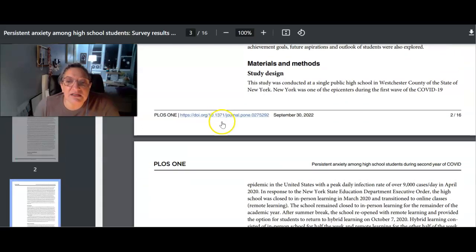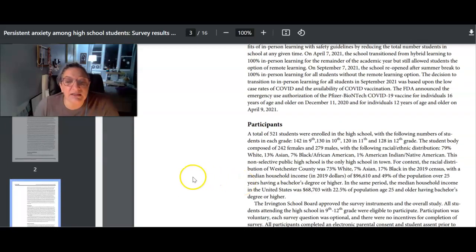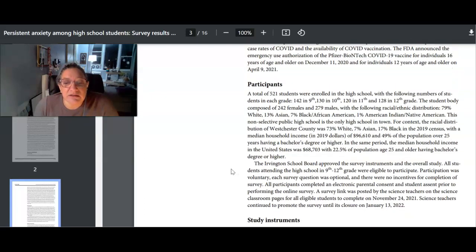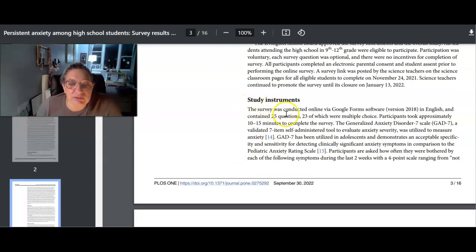Then this is the study design. You can read this. You don't have to completely understand it. It's going to talk about who the participants were. The statistics in here might be helpful to you because it talks about that it's in Westchester County and 73% are white, 7% are Asian, 17% are black. And it sort of talks about the income levels. The research was taking place in the Irvington School Board, right? And then it talks about how the study instruments were done.